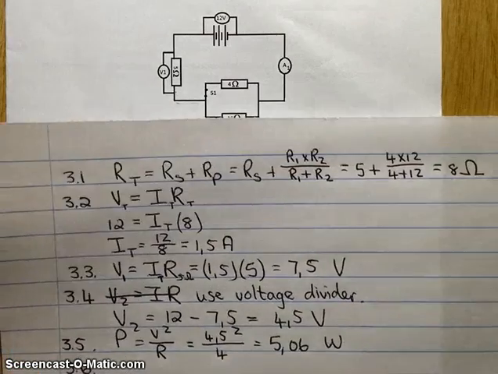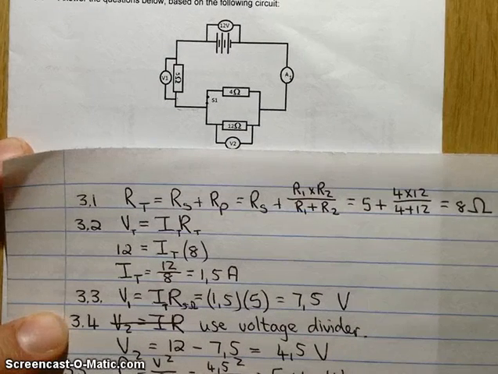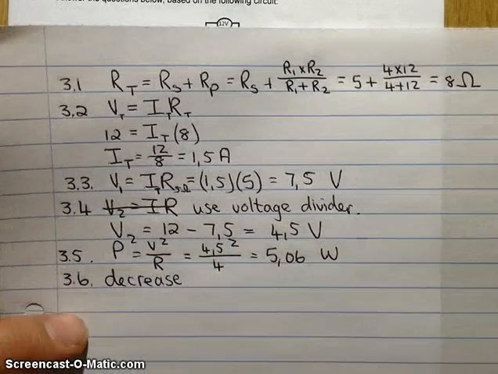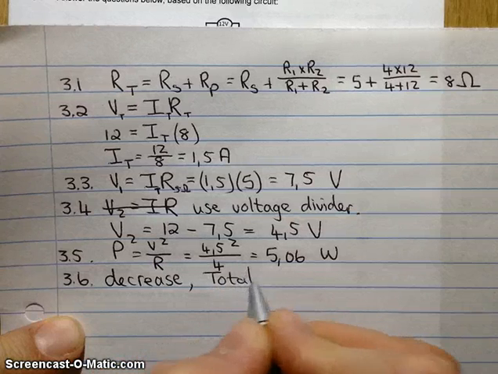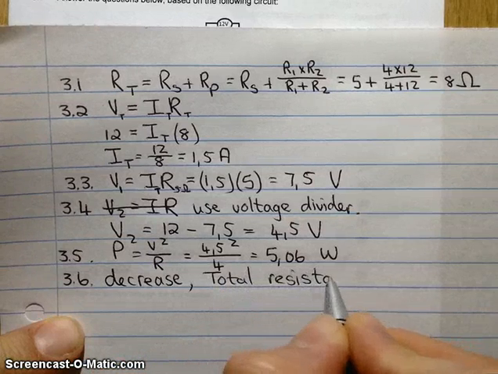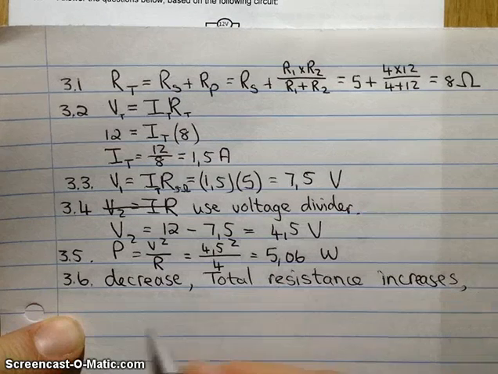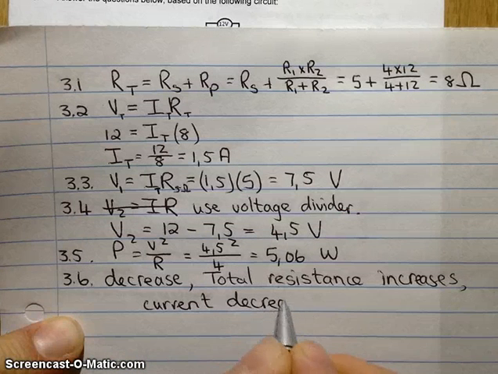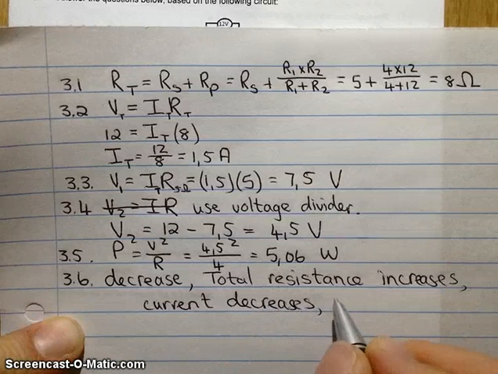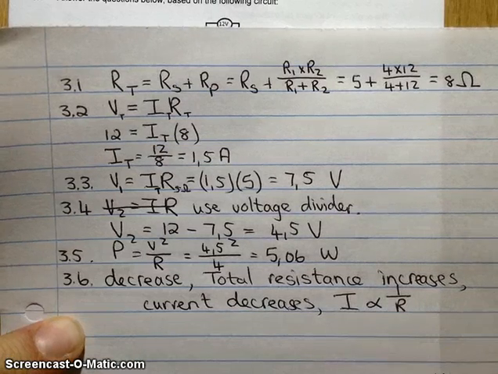3.6 is therefore the total current will decrease. You need to first write the answer of the question that they actually asked. So it's decrease, and then they ask for a reason. The total resistance increases, therefore current decreases. Why is that? Because current is inversely proportional to resistance.